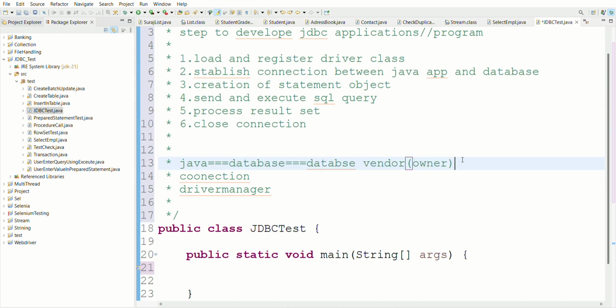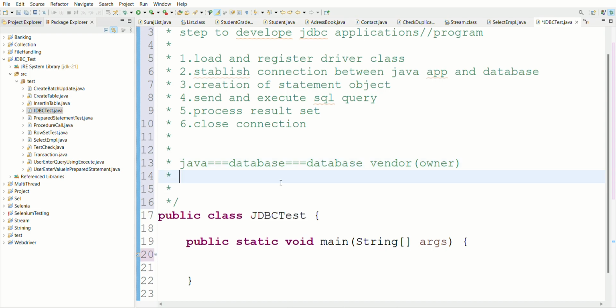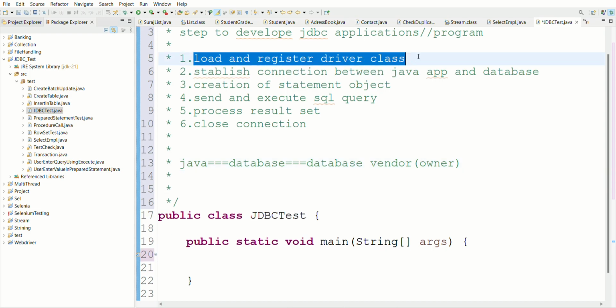Oracle has given its own implementation to access the database, MySQL has given another implementation, and DB2 by IBM has another implementation. So it depends upon the database vendors what implementation classes they provide. Got it? So in the first topic we will discuss loading and registering the driver class. This is the first step.